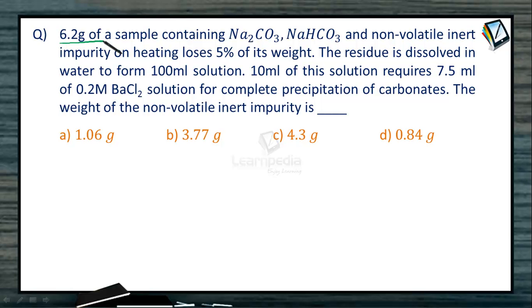6.2 grams of a sample is given which contains sodium carbonate, sodium bicarbonate and some non-volatile inert impurity, and this sample on heating loses 5% of its weight, and the remaining residue is dissolved in 100 ml solution, and 10 ml of this solution requires 7.5 ml of 0.2 molar barium chloride solution for complete precipitation of the carbonate, and we need to find out the weight of non-volatile inert impurity present in it. So this is a very big numerical.